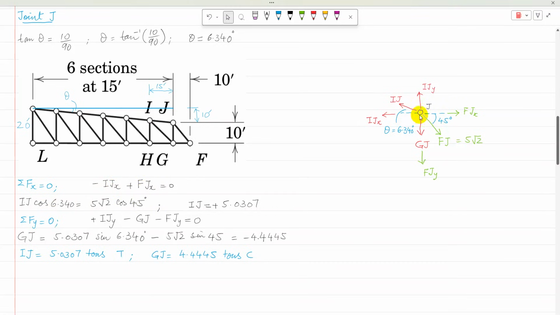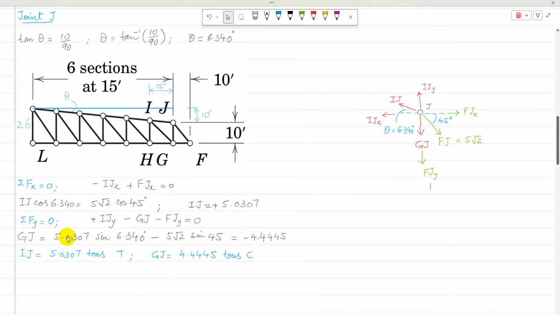So Ijx, this angle is theta. So Ij cosine 6.340 degrees, and Fj is 5 root 2. So then by simplifying, Ij is plus 5.0307. Then applying sigma Fy equal to 0. So Ijy is positive, Gj is negative, Fjy is negative. So then Gj is equal to Ijy minus Fjy.